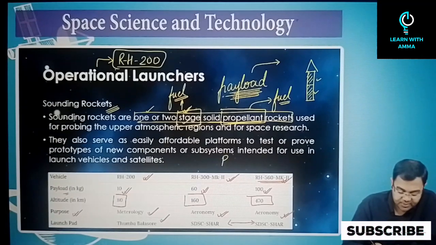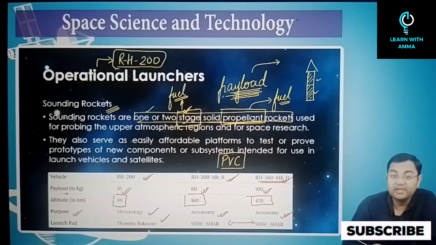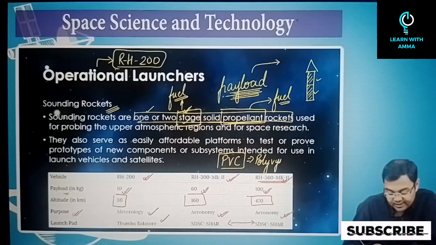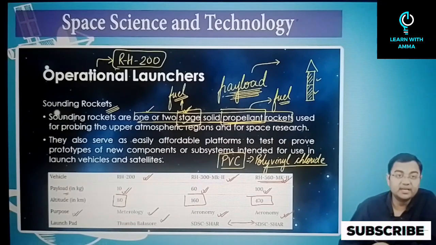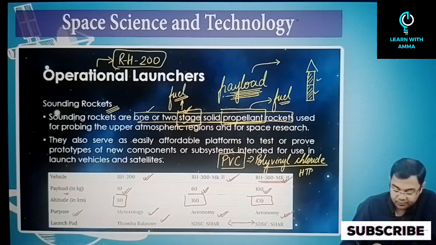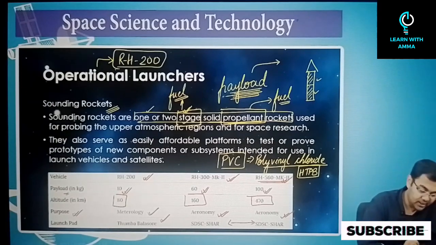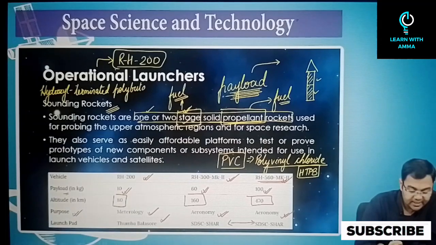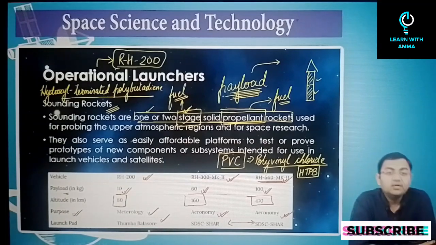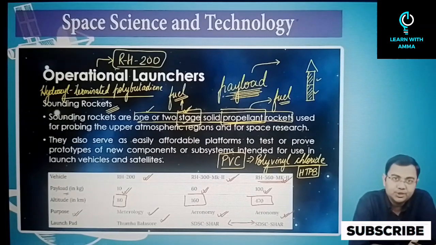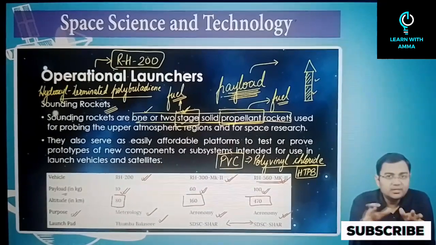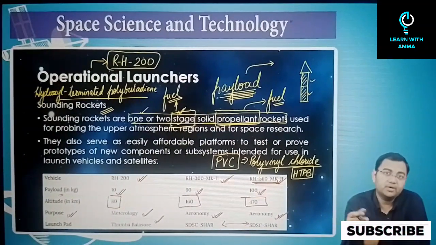Normally the fuel that is being used here is PVC, or polyvinyl chloride. This time, for the first time, they have used HTPB as the fuel. HTPB is hydroxyl terminated polybutadiene. If you want, I can write it down here. Hydroxyl terminated polybutadiene. This was tested, I think, in September 2020. Last week the test happened and it was a successful test for RH200. So just remember these few facts because this becomes a part of your current affairs as well.